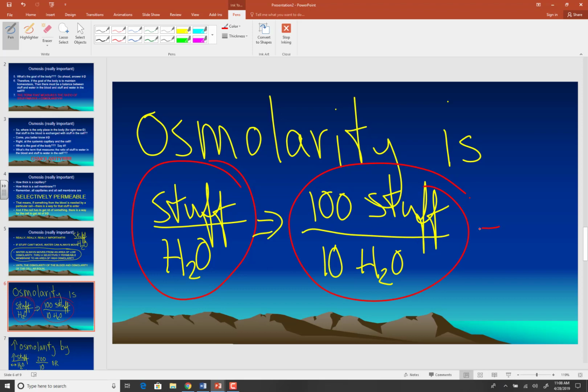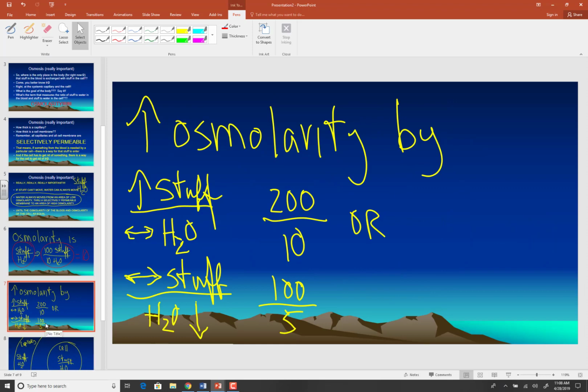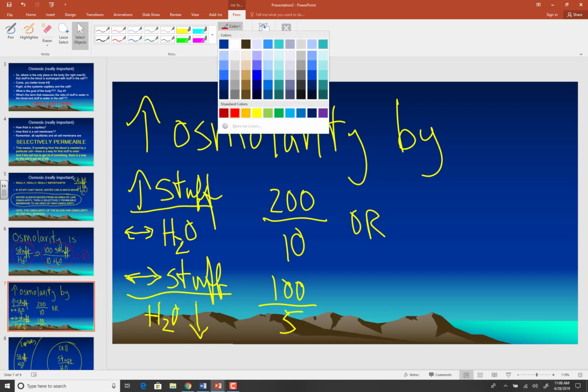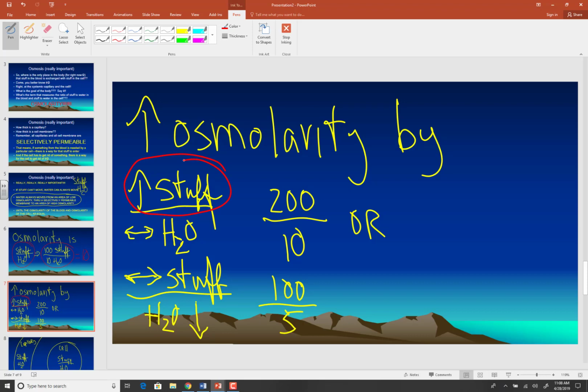So the osmolarity of the blood is 10, because 10 into 100 is 10 in any language. Now, watch. You can increase osmolarity of the blood of the cell in one of two ways. Way number one is you can increase the stuff and keep the water the same. So you added more stuff to the blood, but you kept the water the same. So now the osmolarity is 20.